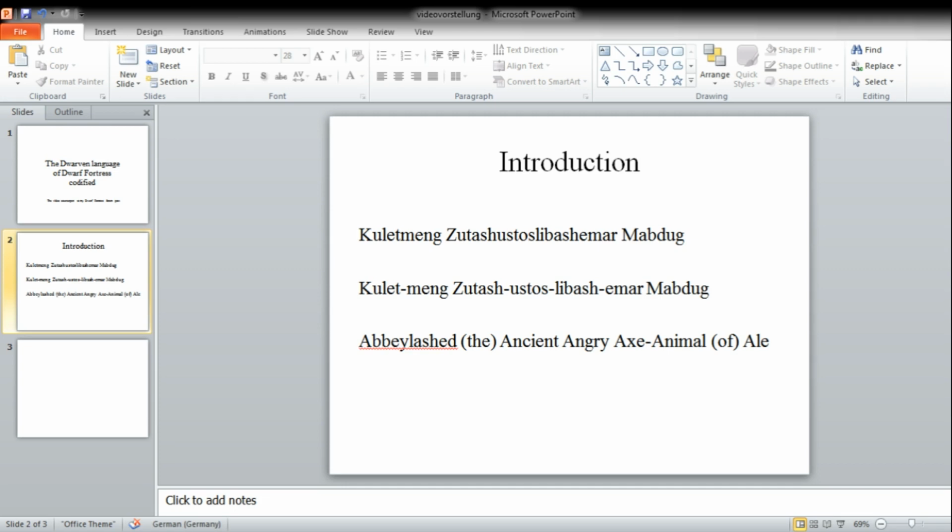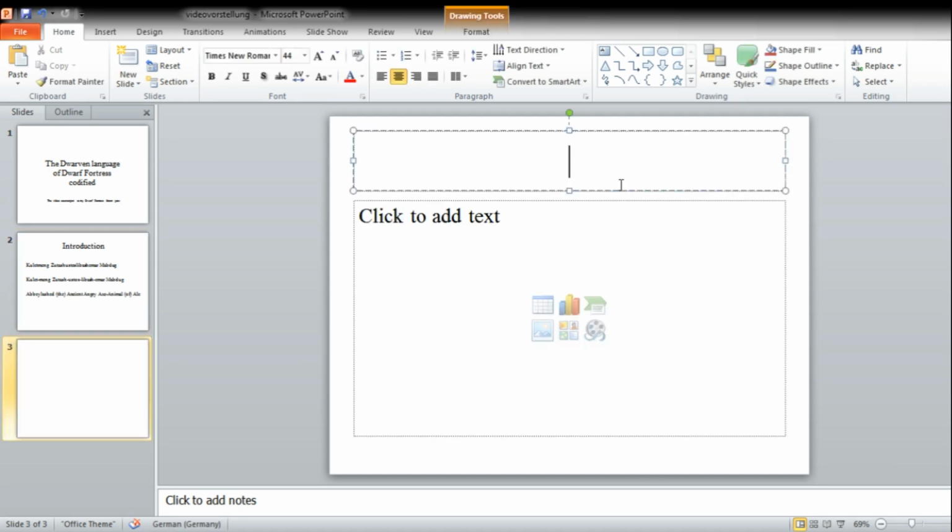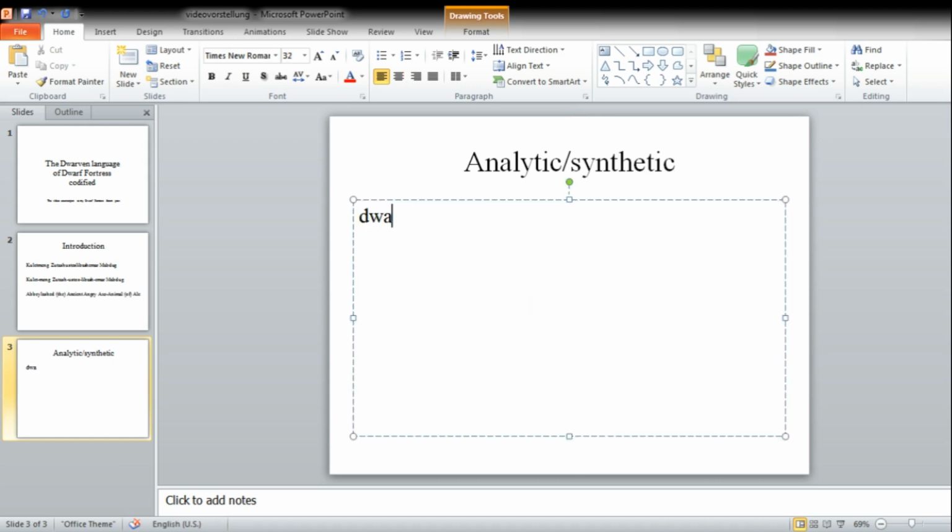This means that Dwarven is an analytic language. And analytic is different from synthetic. Oh, here. Now I can do this. Analytic and synthetic. Okay, so Dwarven is analytic.